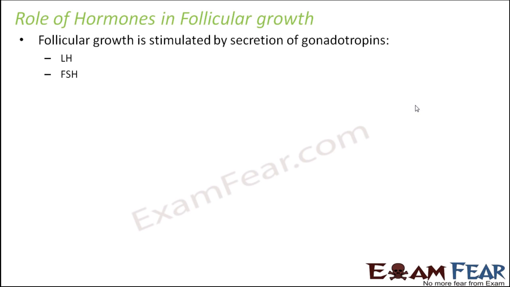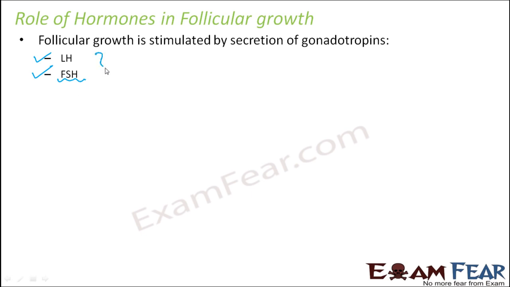So what do the hormones do? Follicular growth is stimulated by secretion of gonadotropin hormones, that is the luteinizing hormone and the follicle stimulating hormone. The name itself is follicle stimulating. So these hormones will act on the ovary and they will activate the follicle growth. They will activate the primary follicle to change into secondary, and the secondary follicle to change into tertiary. So if that process gets activated, the egg formation will get activated, so ovulation will get activated.